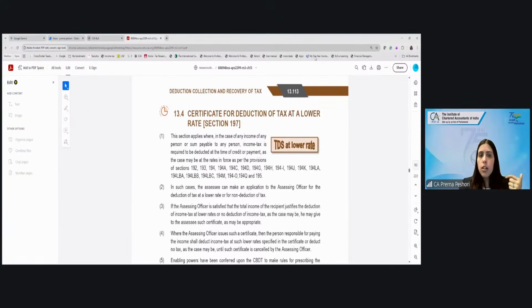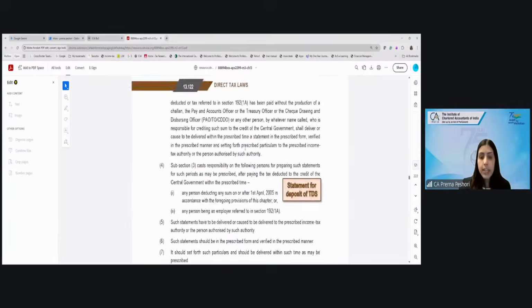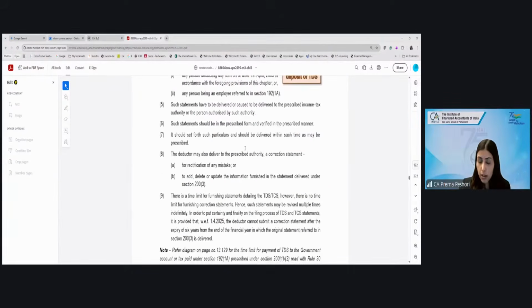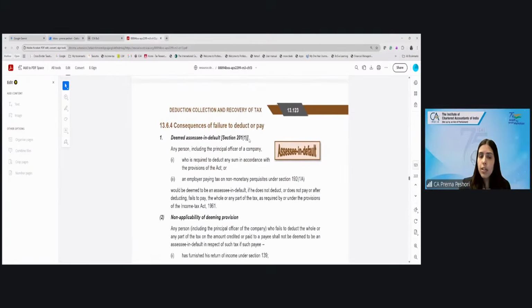Now, what are the duties of the person responsible for deducting tax? He has to deduct the tax. He has to deposit it to the government. He has to file the return of tax deduction. If there's any mistake, he can rectify it. And the time limit for rectification is expiry of 6 years from the end of the financial year in which the original statement is delivered. What if he fails to pay or deduct? Then in that particular case, he would be deemed an assessee in default.